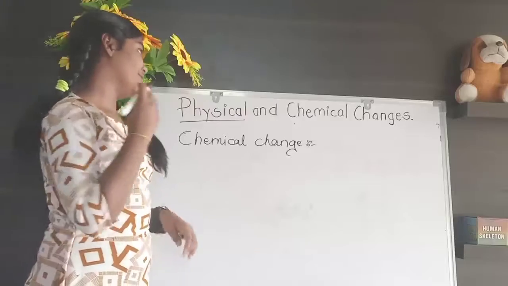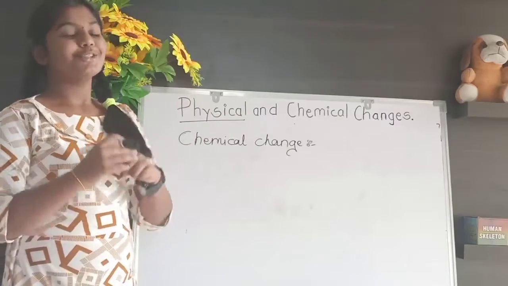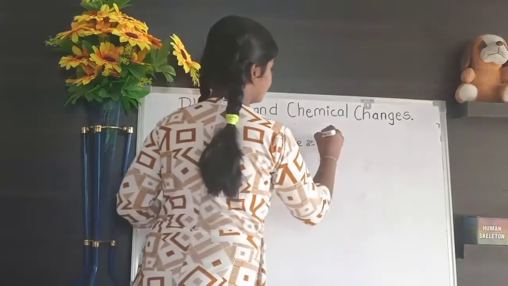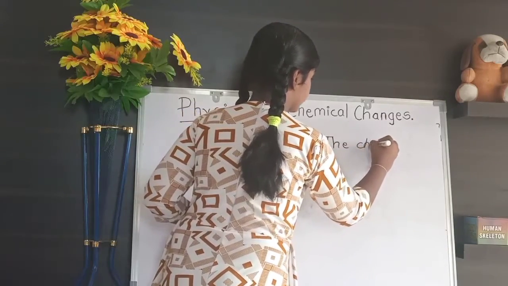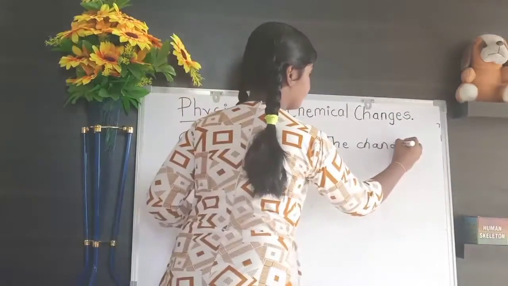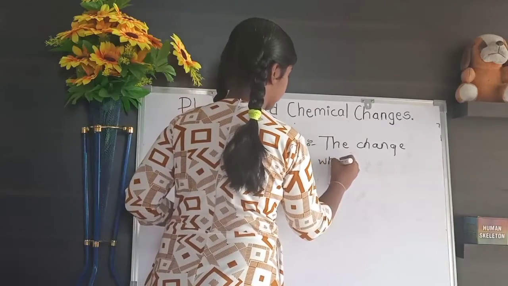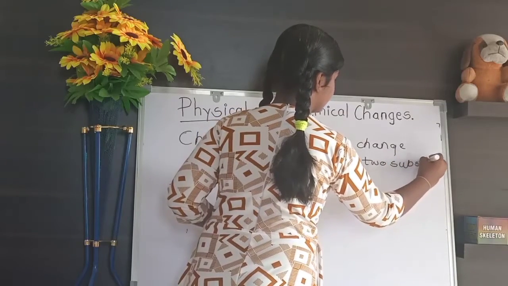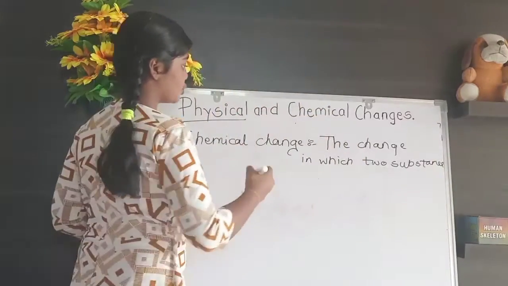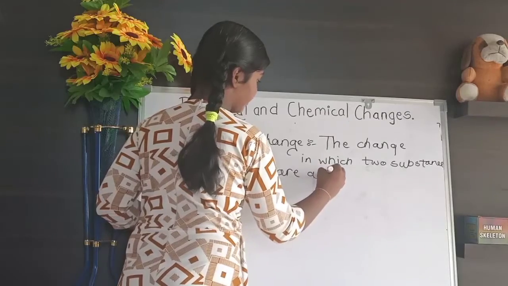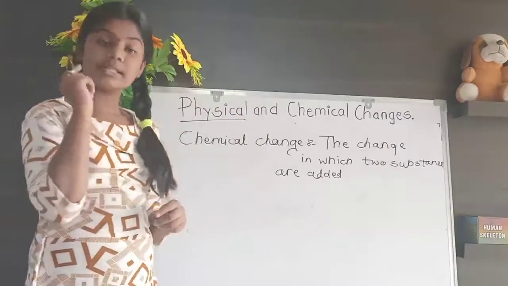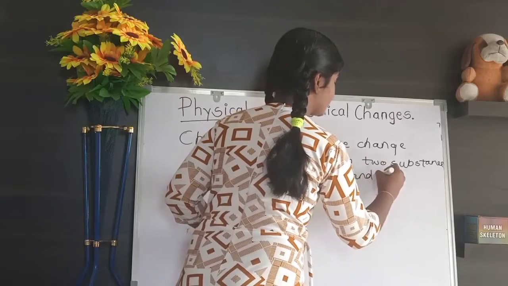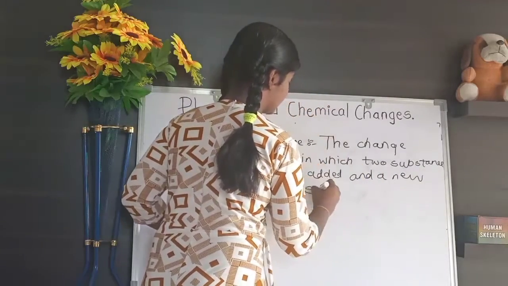So friends, we are going to see now chemical change. Here a new substance is formed, as I have already told you. So the definition of chemical change is the change in which two substances are added and we get a new substance. So the change in which two substances are added and a new substance is formed.